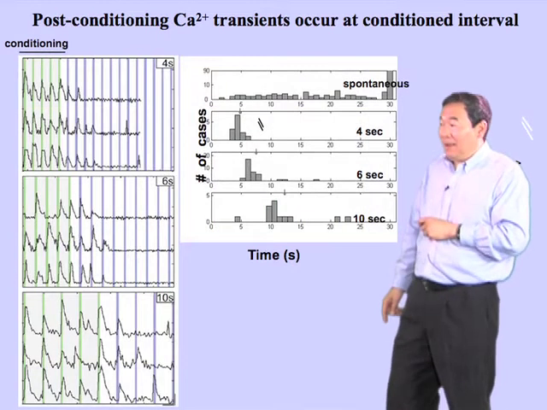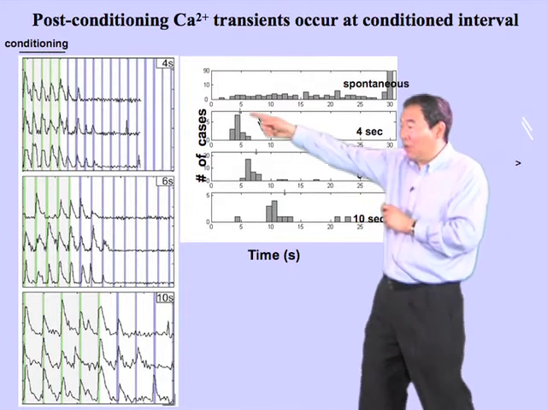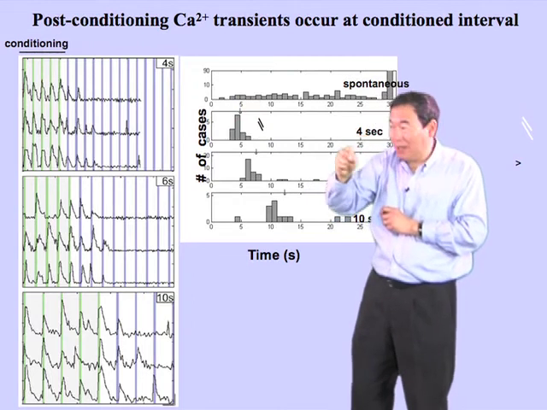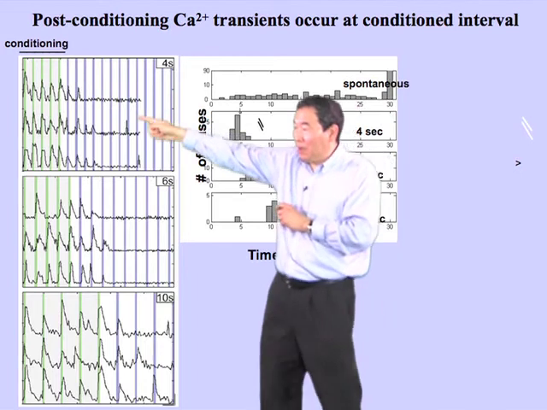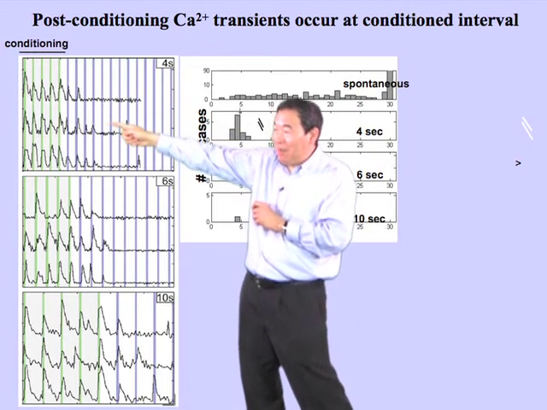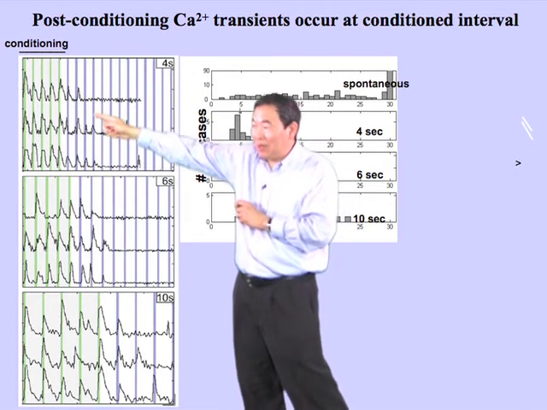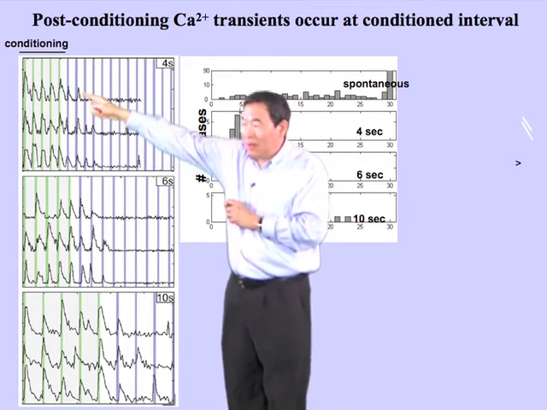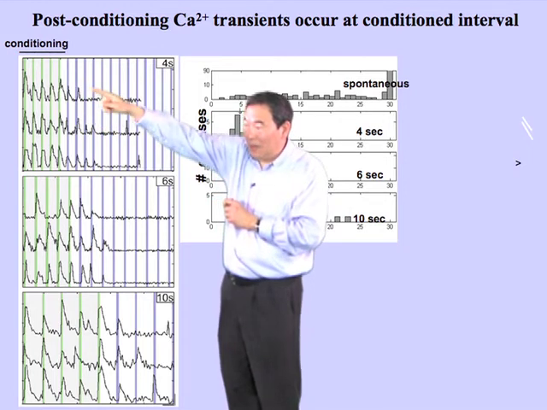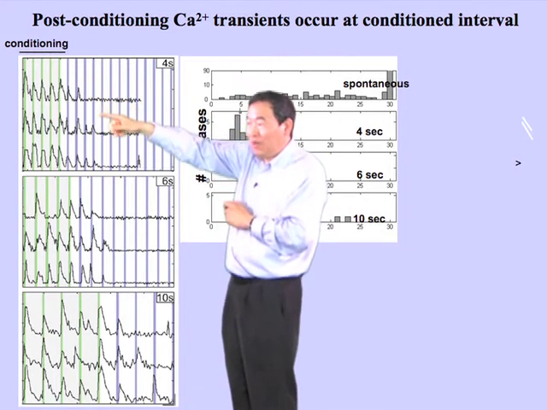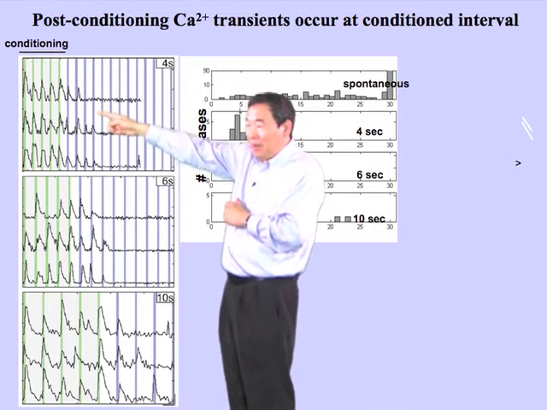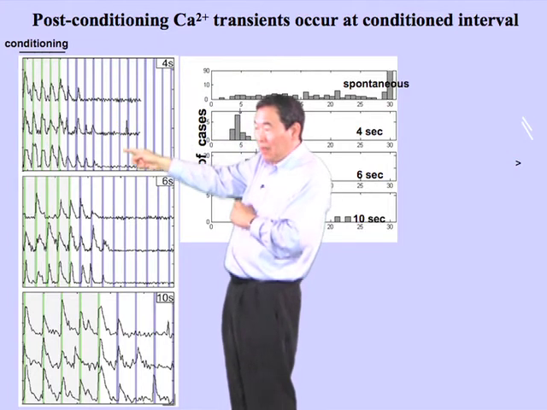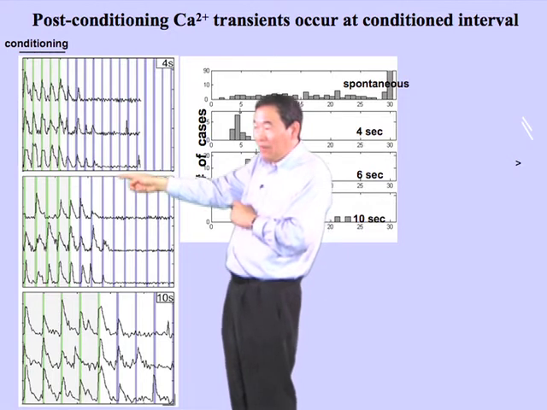Now here is the calcium level that's measured. Interestingly, this calcium transient, the so-called post-conditioning calcium transient, represents spiking of neurons. Remember, the calcium is caused by spiking. The spiking of these neurons occurs at a time interval that corresponds exactly to the interval of the conditioning. So here we have a 4-second conditioning. The last four of the 20 conditioning stimuli show up here. But after conditioning is turned off, you still see this repeated calcium transient at the right interval of 4 seconds.